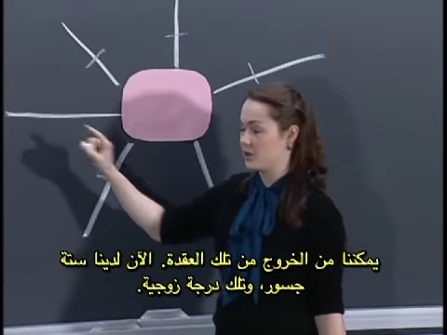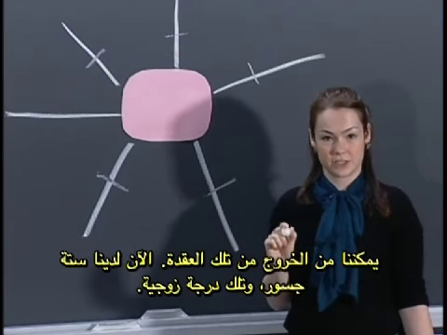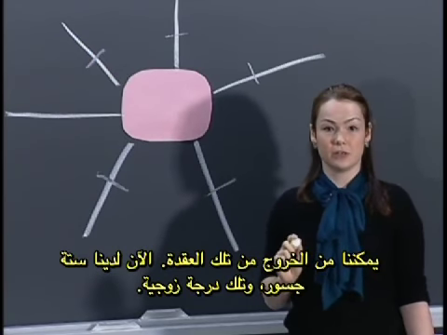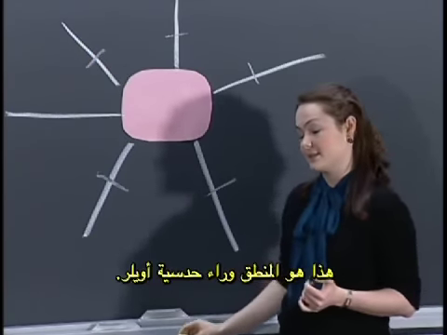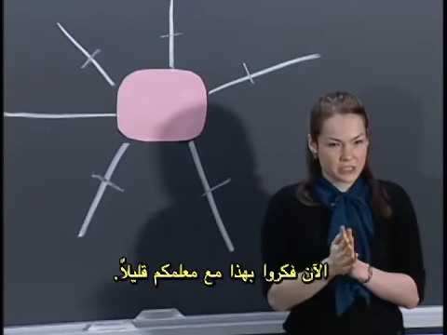So you could leave on that node. Look, now we actually have 6 bridges. So that's an even degree. And here, that's the logic behind Euler's claim. Now think about this with your teacher a little bit.